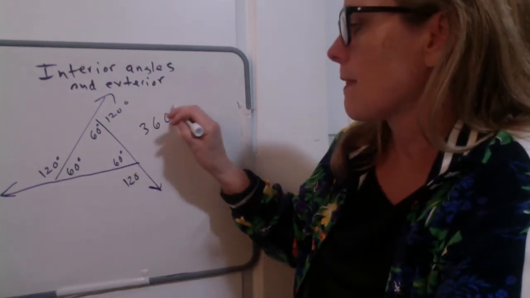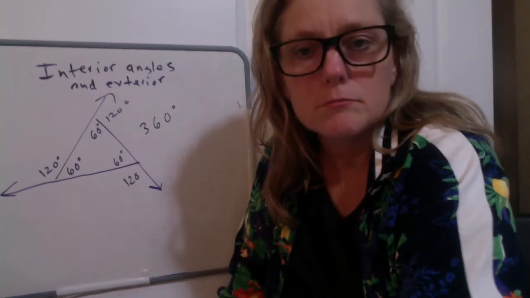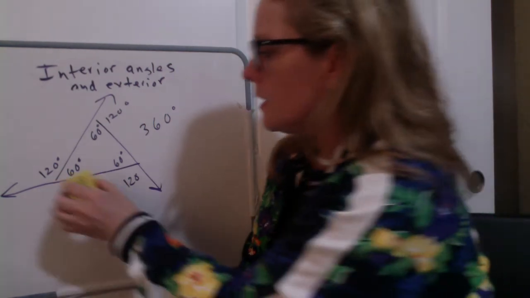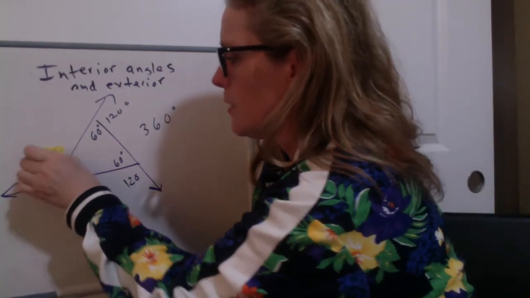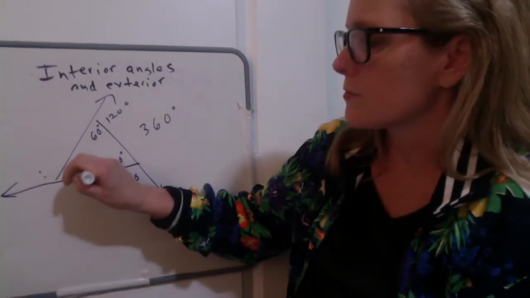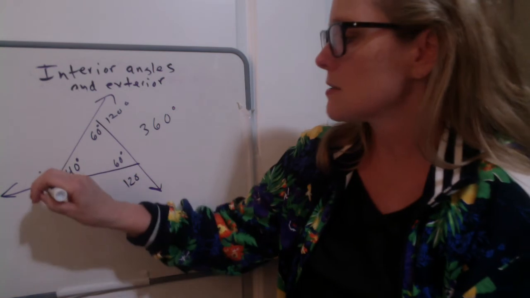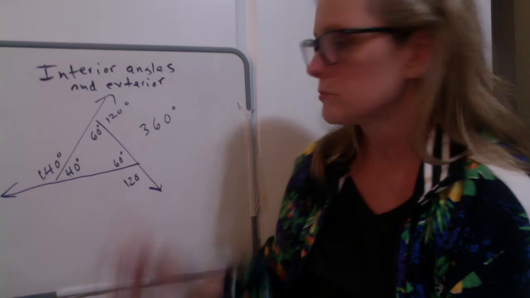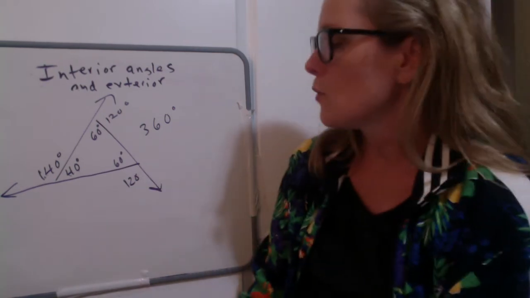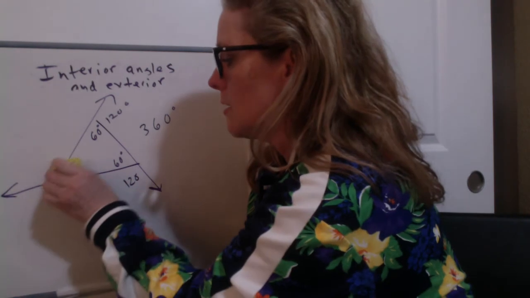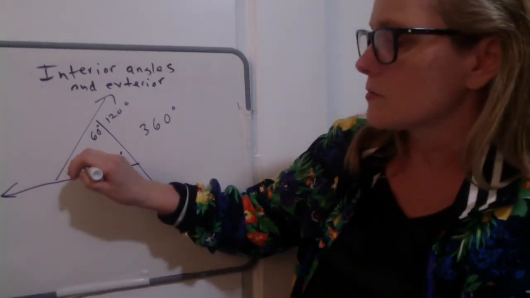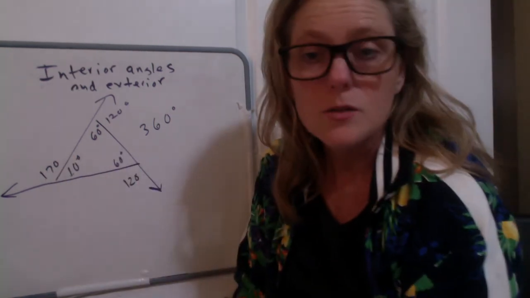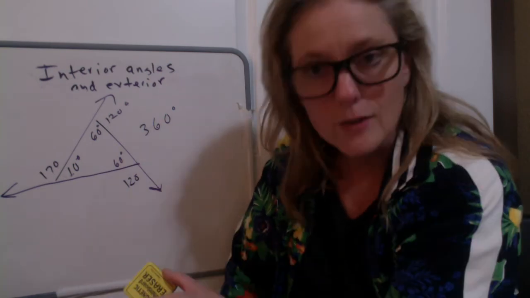Now we might think maybe that's not the case with every triangle. So what if I changed it a little bit? What if I said this one's 40 degrees? Well, that makes this 140. But notice those three still add up to 360. What if I changed that? What if this was 10 degrees? Well, that's 170. Those still add up to 360. So they are adding up to 360 in that triangle.